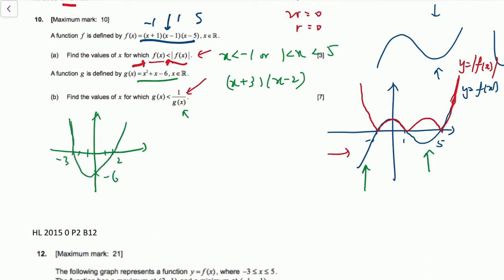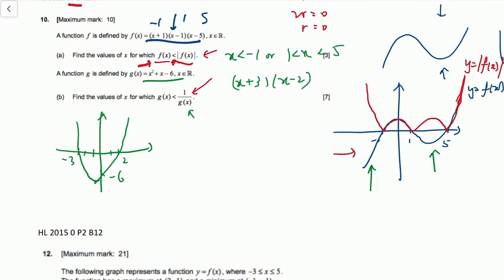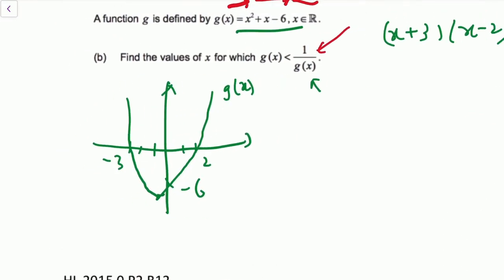So it should look something like this. This is -6. It's not the best graph, is it? Okay, a bit better. Okay, not really the best. Okay, so how do you draw 1 over this graph? Turns out it's easy.